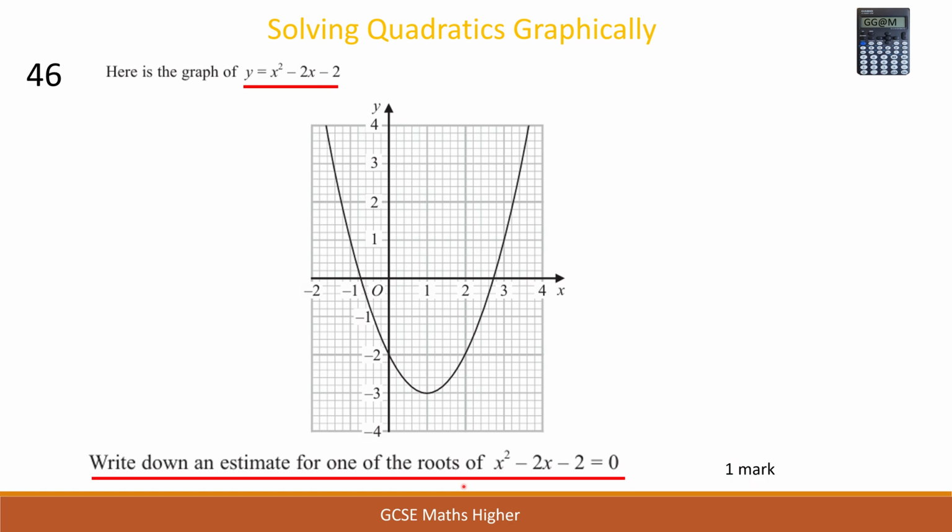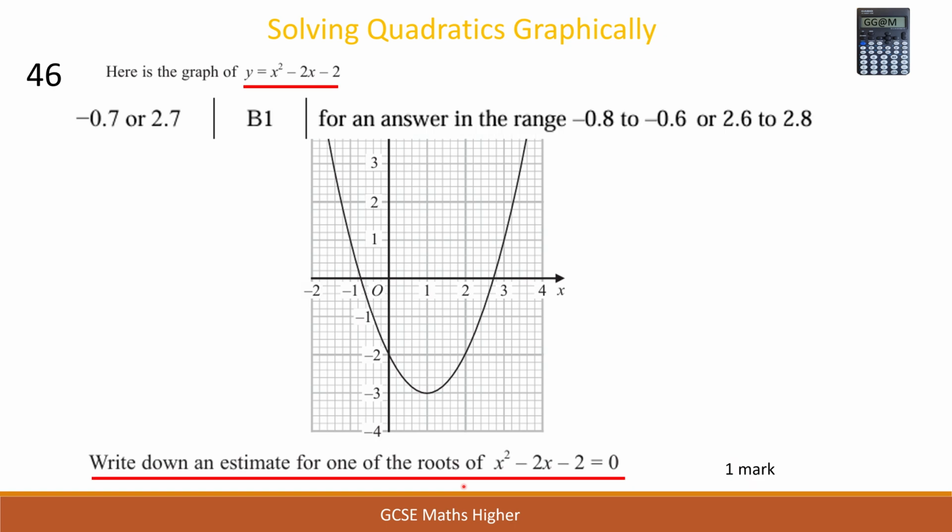So here are the key words. And the answer was any answer of minus 0.7 or 2.7. And you're allowed a range, so there is an error range allowed within here. So it doesn't have to be exactly what they say here. This B1 means you can literally just write down an answer. You don't need to show any working.